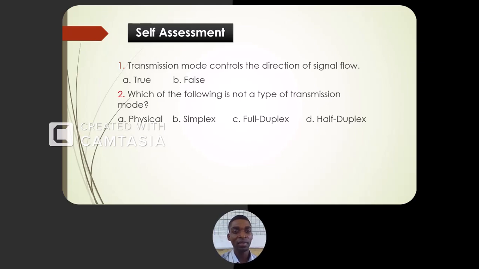Question 1. Transmission mode controls the direction of signal flow. A, true. B, false. I know you never get this one wrong.